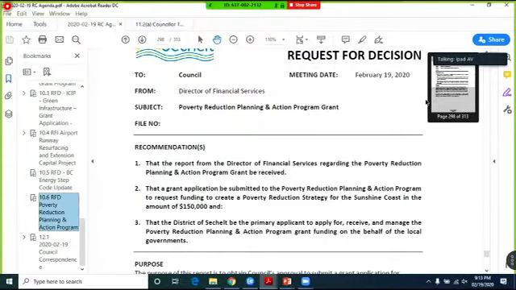Councillor Toth? Yeah, I'll move recommendation 2, that a grant application be submitted to the Poverty Reduction Planning and Action Program to request funding to create a poverty reduction strategy for the Sunshine Coast in the amount of $150,000. And recommendation 3, that the District of Sechelt be the primary applicant to apply for, receive, and manage the Poverty Reduction Planning and Action Program grant funding on behalf of the local governments. Is there a seconder? Seconded. Any other comments or questions? All those in favor? Thank you very much.